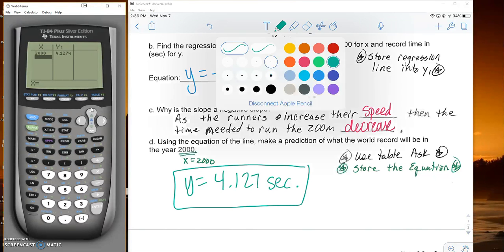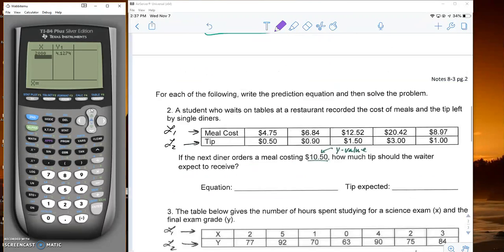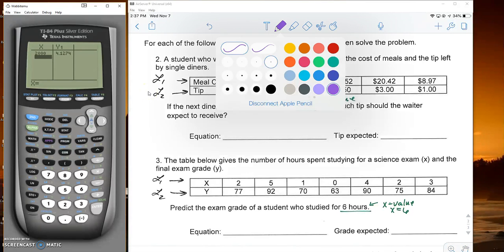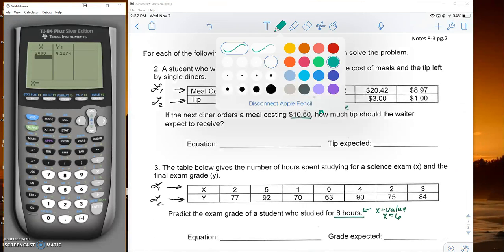So lots of calculator steps going on here. You need to make sure that you are really paying attention and processing these things and writing these steps down as needed. So for part 2, they ask us to write the prediction equation and solve the problem. So real quick, I need you to fix this, please. This needs to be an X value. I'm sorry about that.